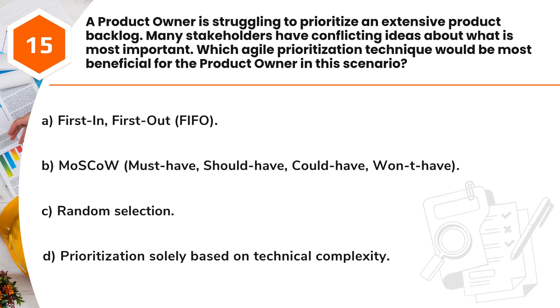Question 15. A product owner is struggling to prioritize an extensive product backlog. Many stakeholders have conflicting ideas about what is most important. Which Agile prioritization technique would be most beneficial for the product owner in this scenario? A. First in, first out, FIFO. B. MoSCoW: must have, should have, could have, won't have. C. Random selection. D. Prioritization solely based on technical complexity.